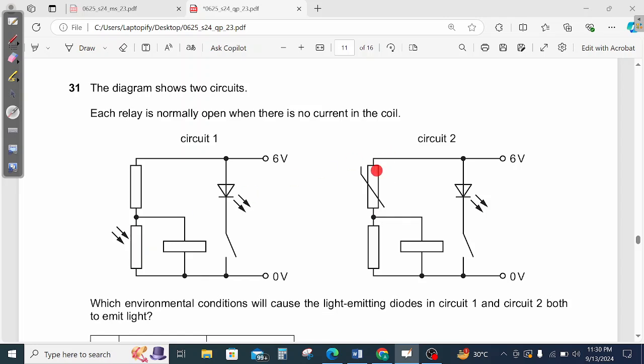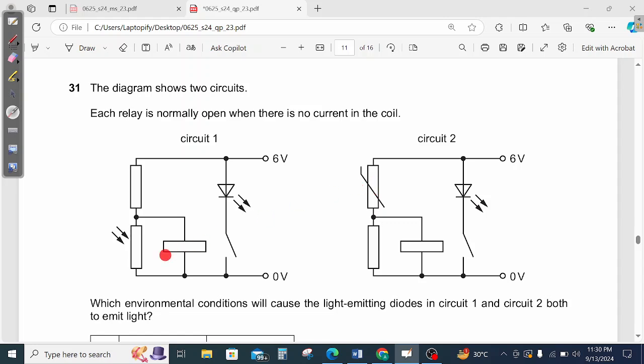If you look at the second one, this is the symbol of a thermistor, and this is the resistor. A thermistor acts as a heat sensitive device. It means when temperature rises, its resistance decreases, and it allows the current to pass through it. But if the temperature is low, its resistance is high and it will not allow the current to pass through it.